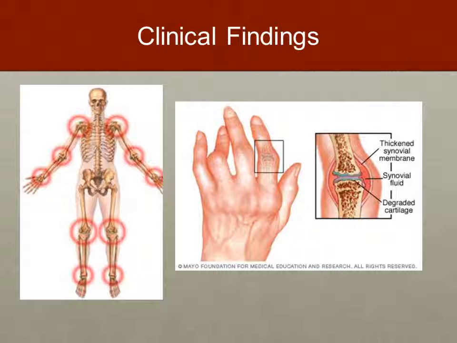The cervical spine can also be affected and is a potential source of neck pain in patients with rheumatoid arthritis. It is less commonly found in the rest of the spine. The picture on the right depicts the physiological inflammation, thickening of the synovial membrane, and degradation of cartilage that occurs as part of the disease process.